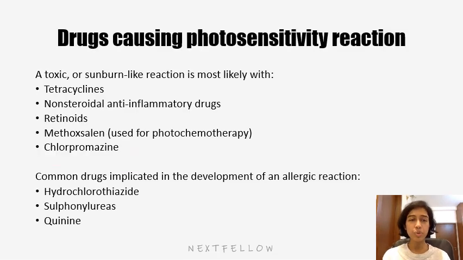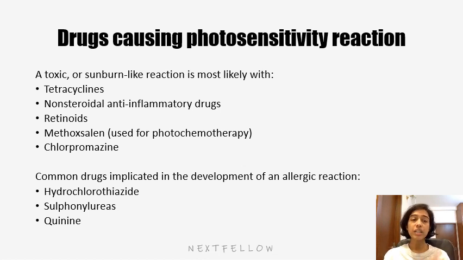This is something you should know: drugs causing photosensitivity. The photosensitivity can be either a very acute, toxic reaction. That's seen usually with things like tetracycline, especially doxycycline, which can have a very acute sort of photosensitivity reaction. Certain NSAIDs as well, retinoids also. Methoxsalen, of course, because methoxsalen is a chemical that is used in photochemotherapy. It's either given orally or topically. You apply it and then expose to UVB or UVA radiation. So that can actually also cause photosensitivity if you overexpose.